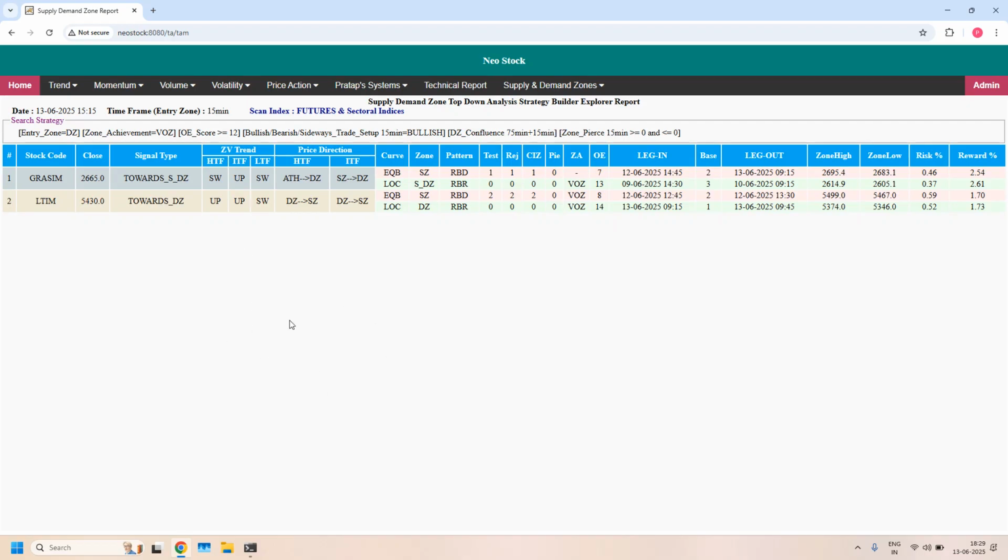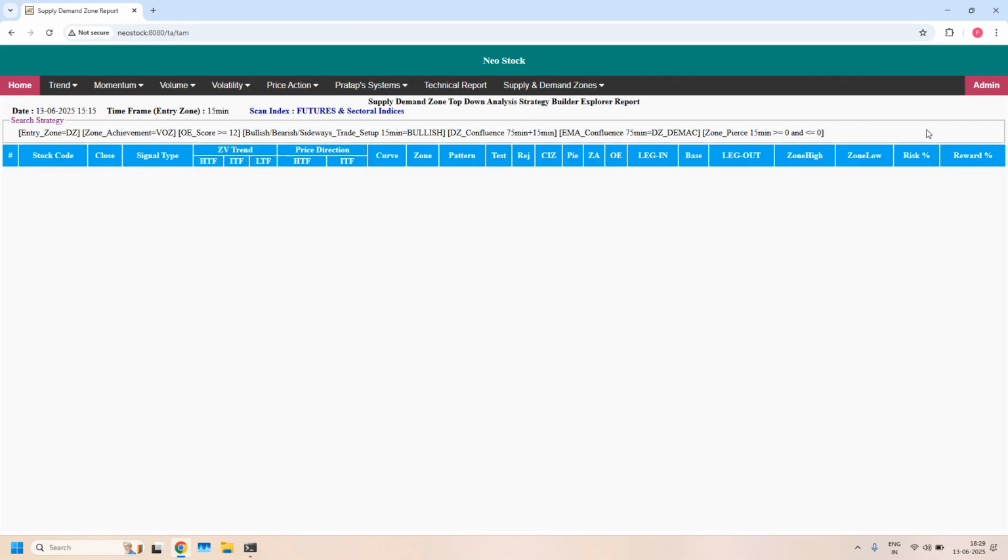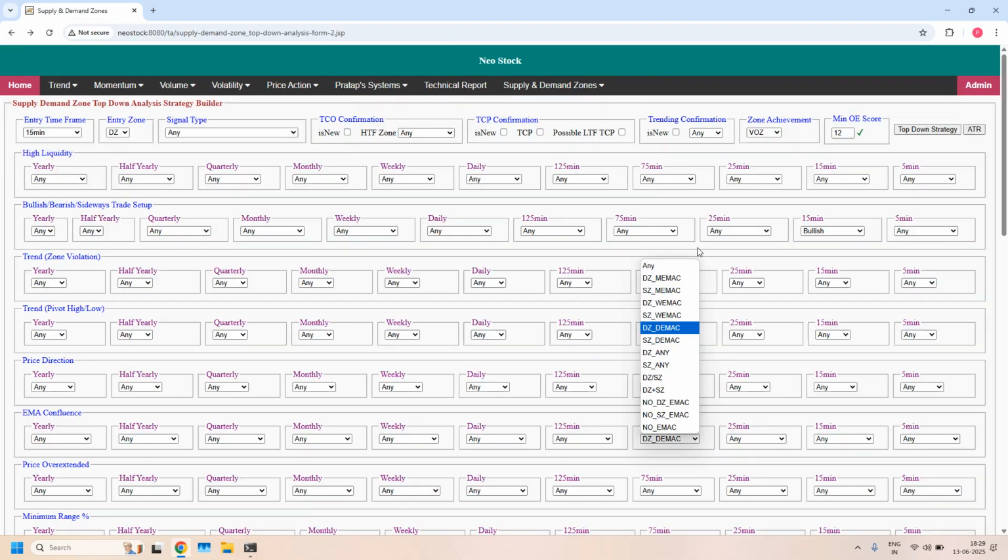Let's further filter if any 75 minutes demand zone is having daily EMA confluence. None of them are filtered. So they are not high probability. Next we will look into LTF, ITF and even HTF demand zone confluence supported stocks. I removed the EMA filter.